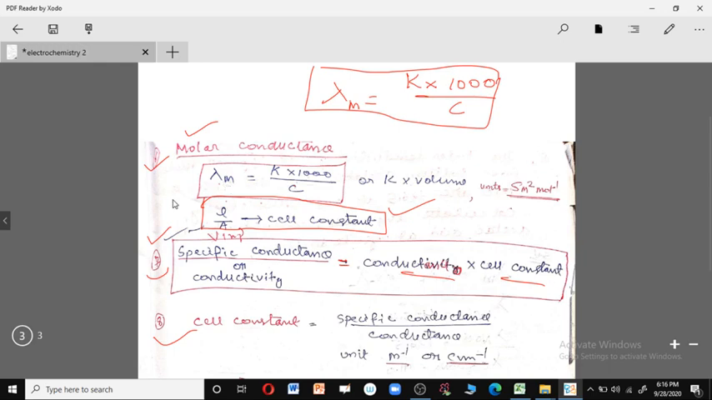So these are the important terms of molar conductivity and equivalent conductivity we have to know before we do some calculations. Thank you everyone for watching the video. We'll continue in the next video.